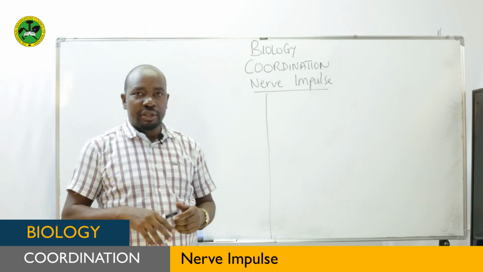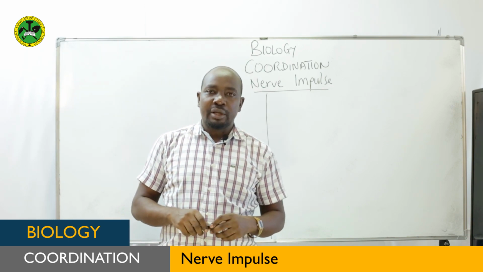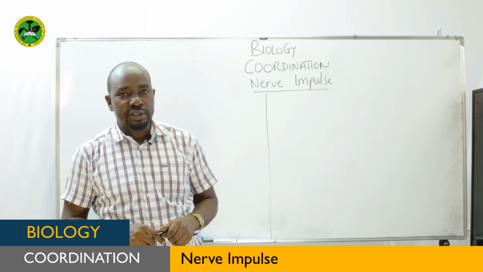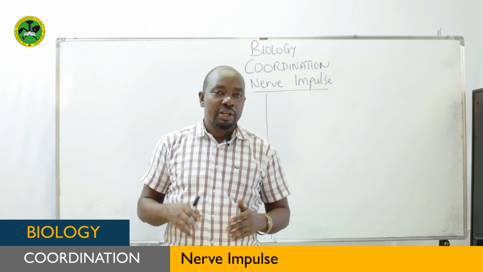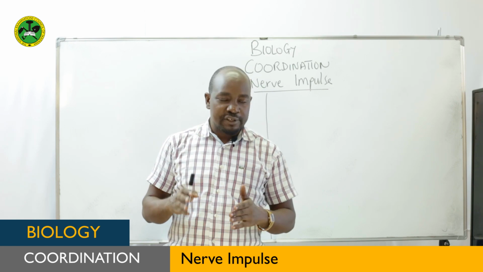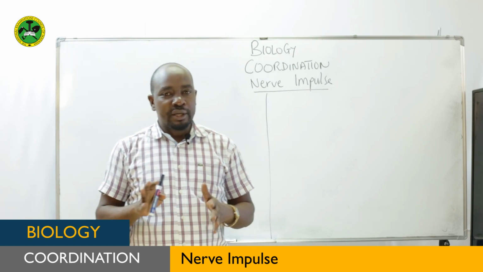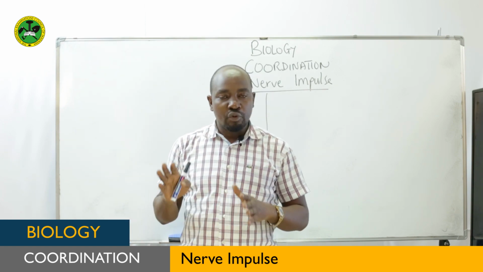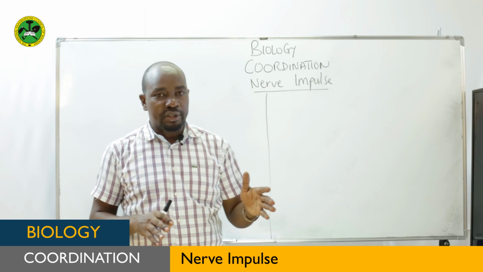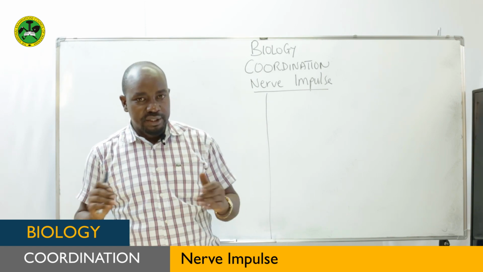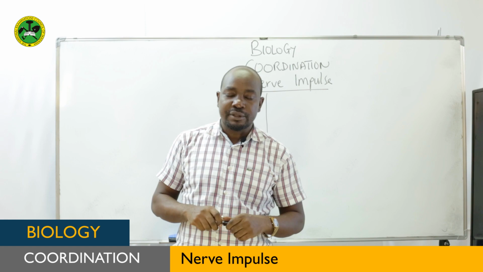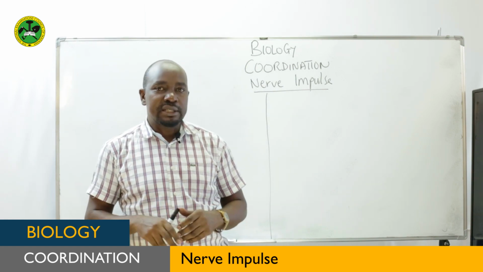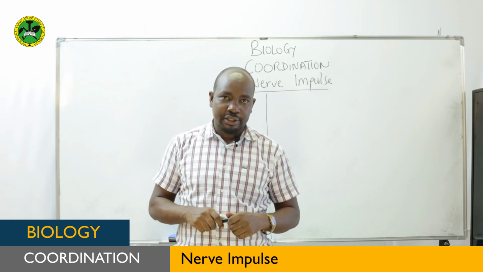The communication in the body is done by specialized cells. These cells are known as neurons or nerve cells. The nerve cells carry messages from one body part to another body part. The messages carried by these neurons are known as nerve impulses, and that is our area of concentration today.